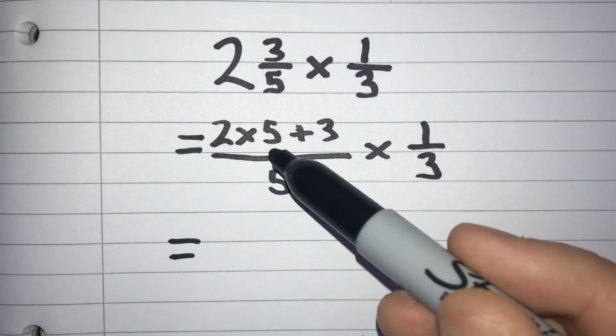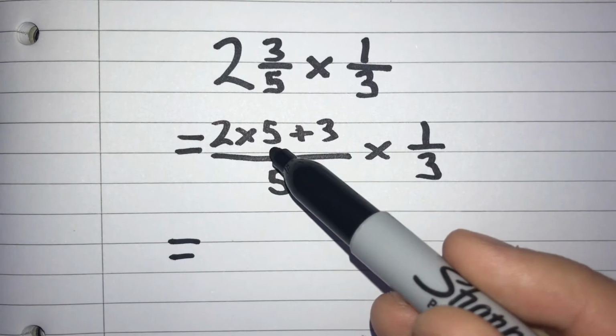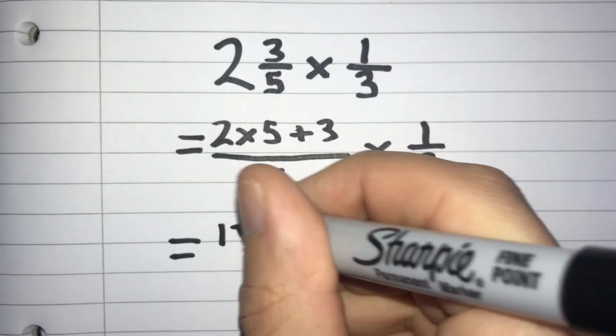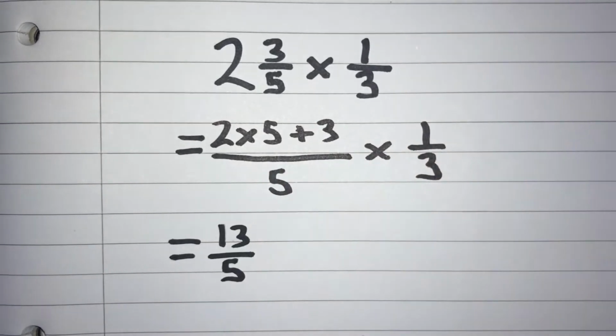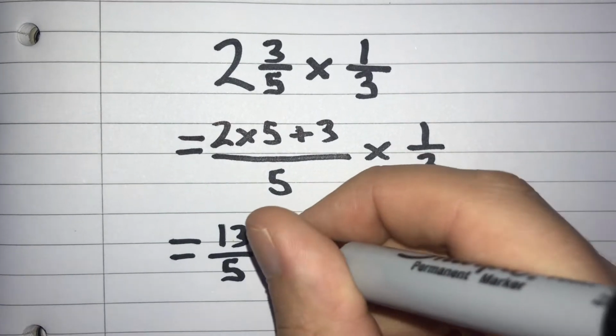So 2 multiplied by 5, add 3. Well, 2 times 5 is 10. Add 3, we'd get 13. So our top-heavy fraction for 2 and 3/5 would be 13 over 5. And again, we're going to be multiplying by 1/3.